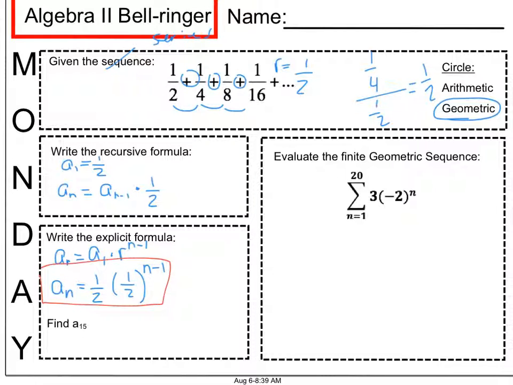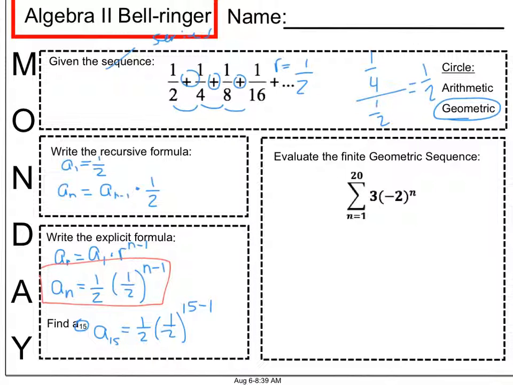Now, the next question indicates that they want us to find the 15th number in the pattern, and I know that because the subscript on that a, which indicates a term, says 15. So we're going to use our explicit formula that we have above, and what we're going to do is plug in 15 for n. So we're making that substitution of 15 for the n. So we've got 1/2 times 1/2 raised to the 15 minus 1 power.